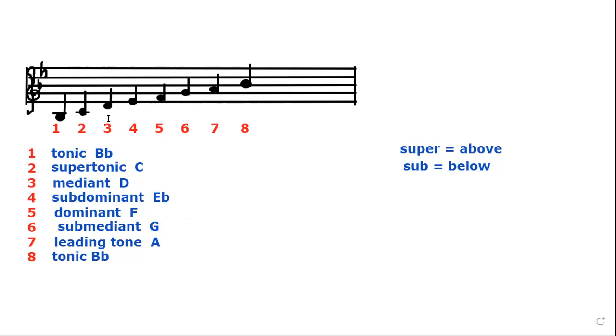We have this mediant here, right? The third is the mediant. It is called the mediant because we are directly in the middle between the tonic and the dominant notes. So the third is the middle of this chord. If we were going to do B flat, D, F as the tonic chord, the D is straight up in the middle of that. So mediant looks like the word middle. You can kind of think of it that way.